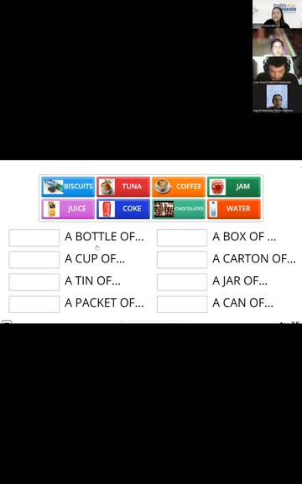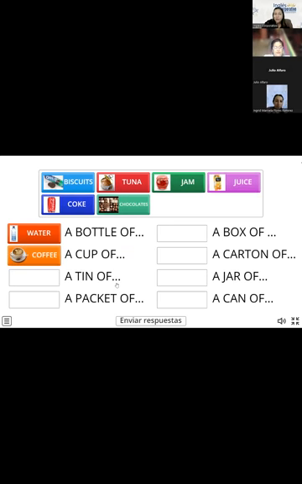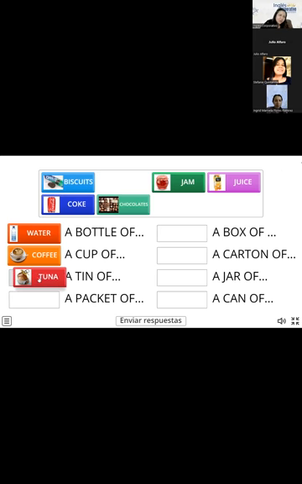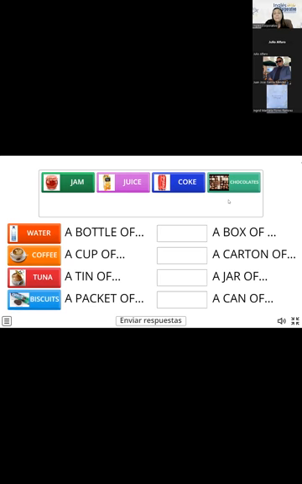So we say a bottle of water. A cup of coffee. A tin of tuna. What is tin? Tin, the same as can. A tin of tuna, exactly. This is similar to the can. A packet of biscuits. A box of chocolates.